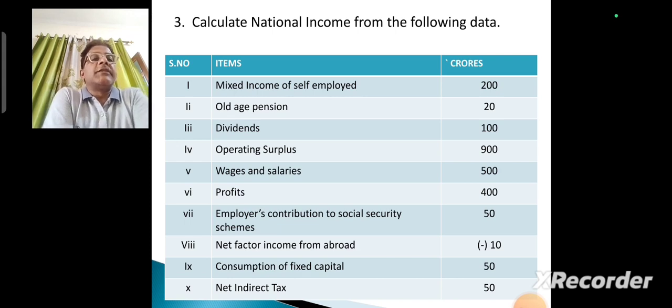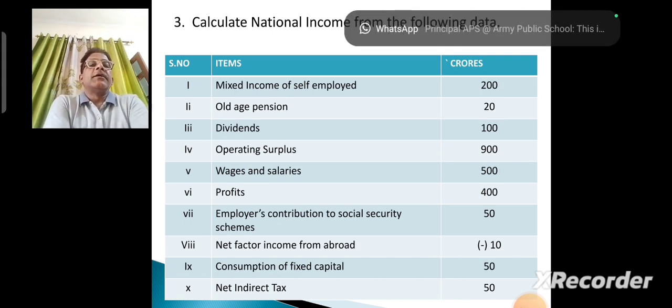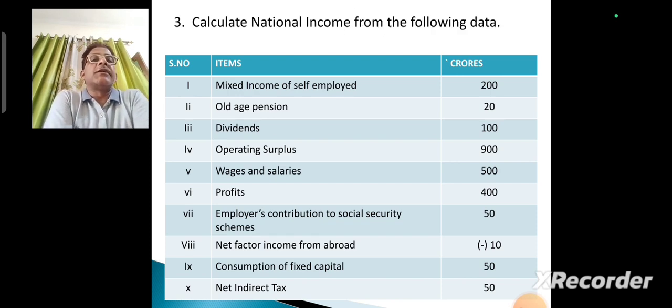COE, wages and salaries have been given up there. Then you also have the employer's contribution to social security schemes. Along with that, to confuse the children, old age pension has been given up. Old age pension is actually not to be taken up anywhere, because old age pension is a transfer income, so it is to be ignored. So COE will be the sum of head number 5 and head number 7.